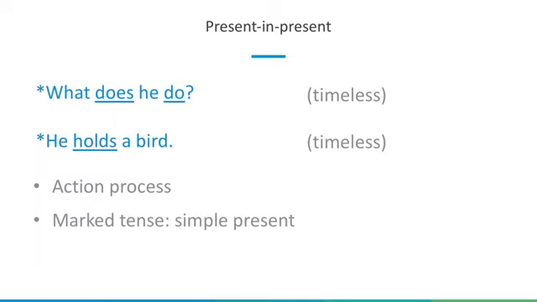It means that if we use the simple present tense for an action process, there must be a special reason for doing it. Maybe somebody's job really is to hold a bird all day long. So when we use the simple present with an action process, we can call this non-regular tense the marked tense. And so here's the beginning of a table. Now that we've understood unmarked and marked tenses, let's look at some other process types.